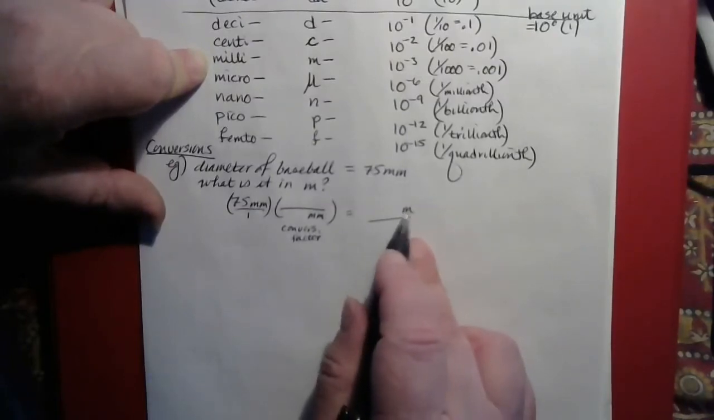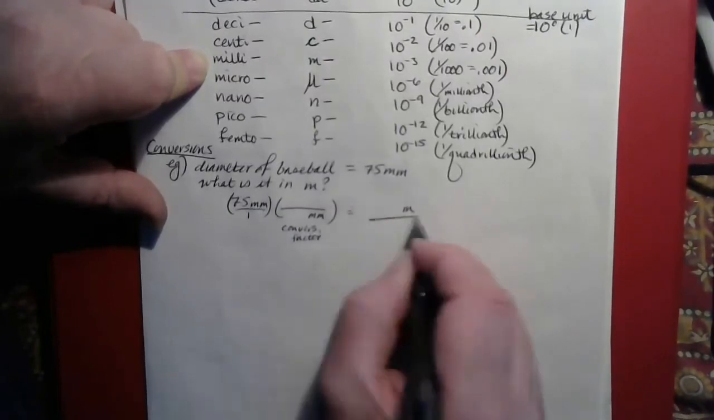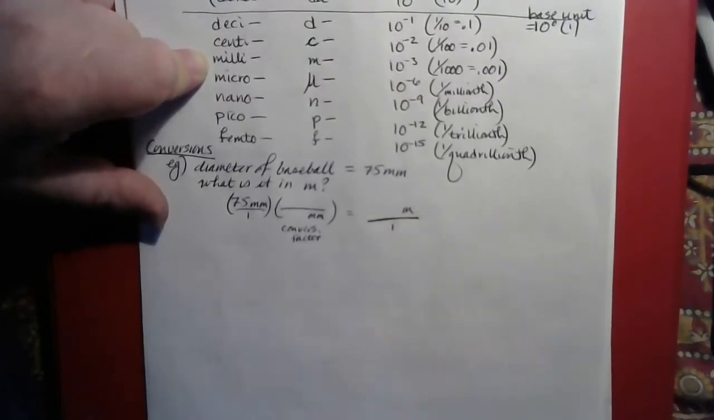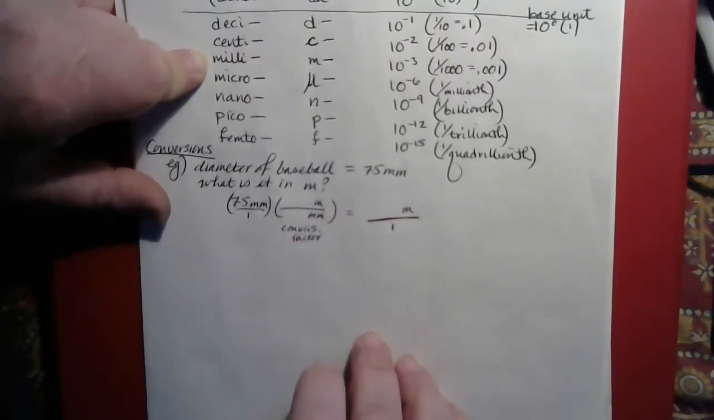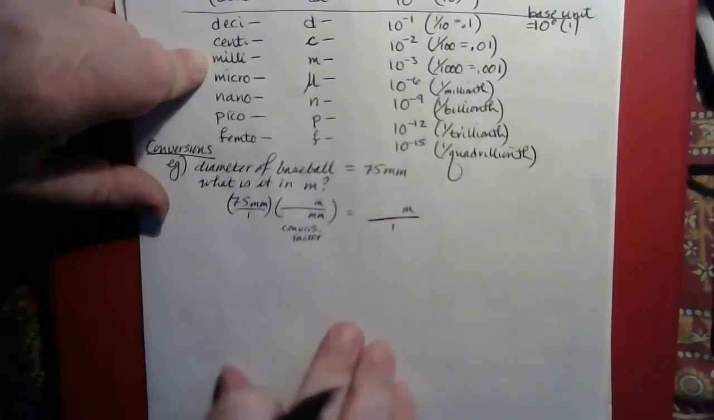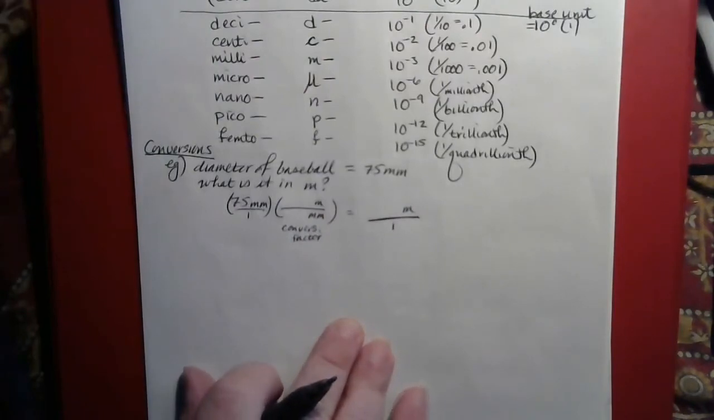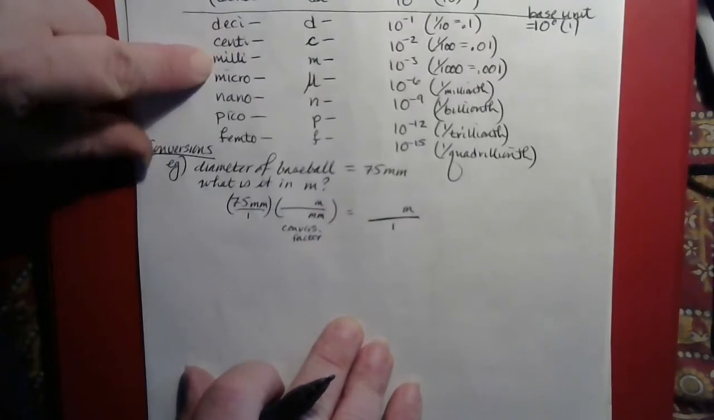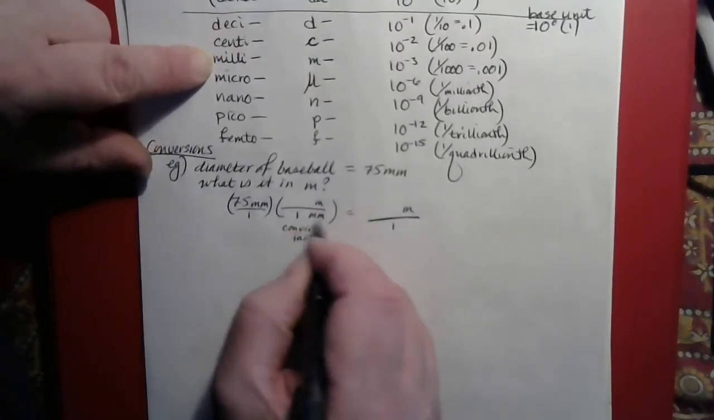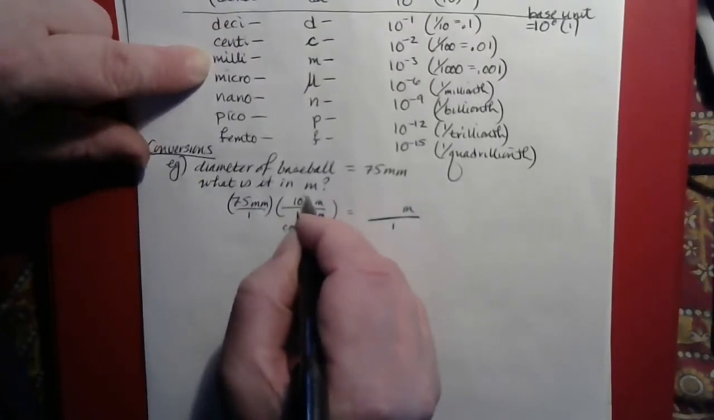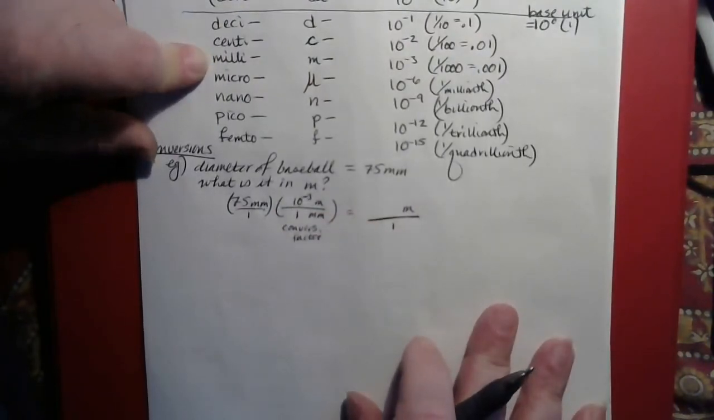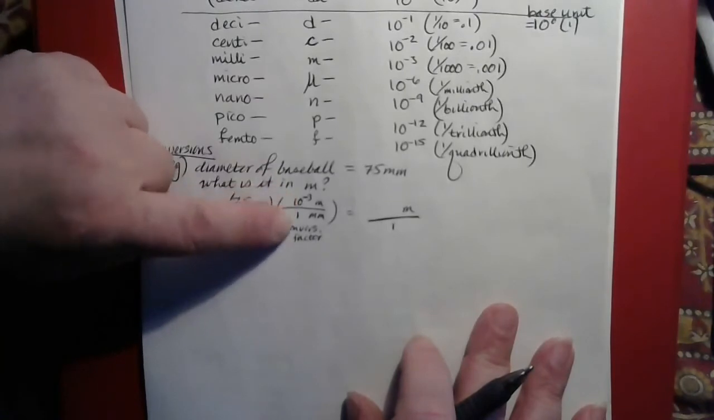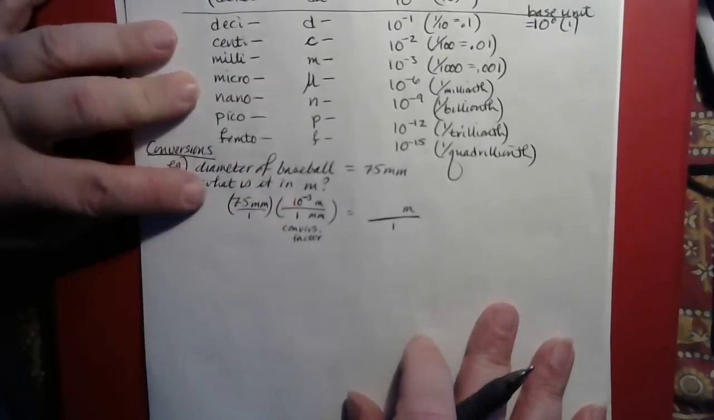We want to end up with meters in the numerator of the answer, which means meters should be in the numerator of the conversion factor. So this decides which quantity goes where, and now you just have to fill in the numbers. It's 1 millimeter for every 10 to the minus 3 meters. Okay, or 10 to the minus 3 meters for every 1 millimeter.